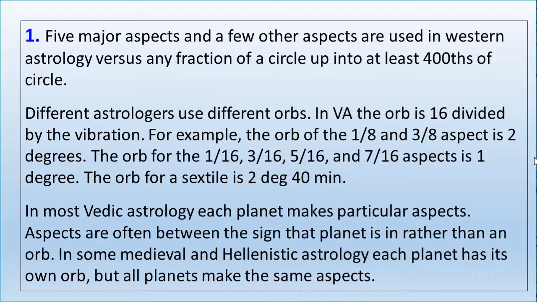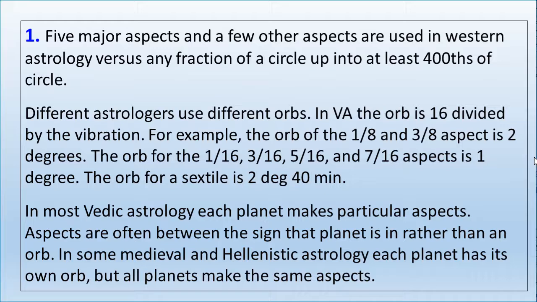Now for the aspects that are 16ths, which is the 1/16, 3/16, 5/16, and 7/16, 16 divided into 16 is 1, so it's a 1 degree orb. Notice that if the fraction reduces to a smaller fraction, then you have the orb of that smaller fraction. So 2/16 is 1/8. So there really isn't a 2/16 aspect. There's a 1/8 aspect. There's some more I will say about that much later in this course. But for now, that's good enough.